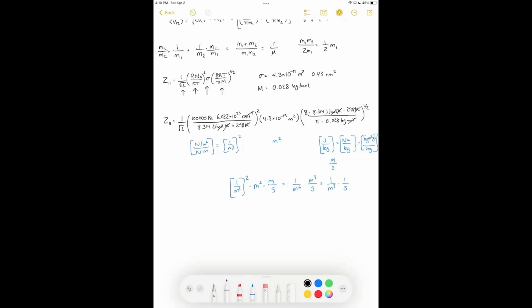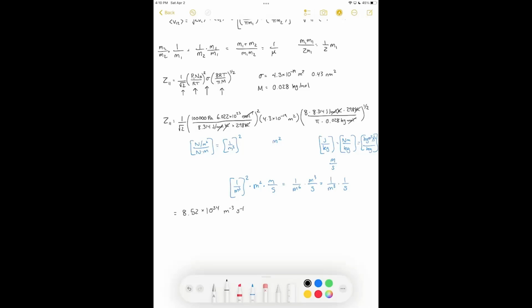Now, plugging in all these numbers is relatively easy. This is a plug and chug problem. And what we end up getting when we do that is that Z11 is equal to 8.52 times 10 to the 34 per cubic meter per second. That's a lot of collisions.